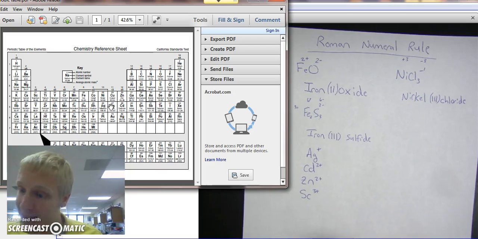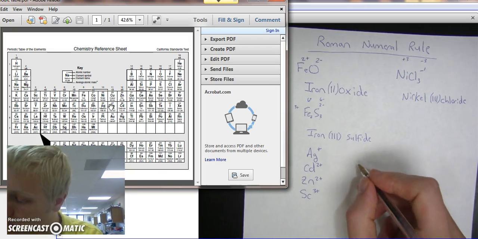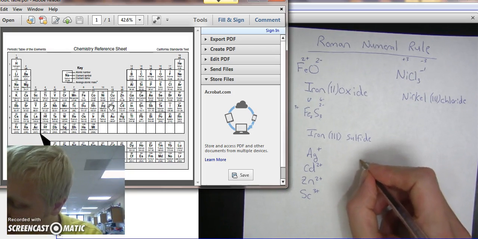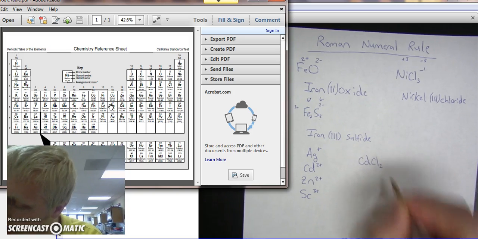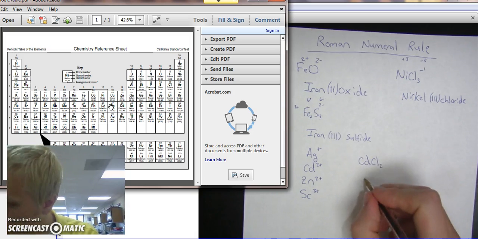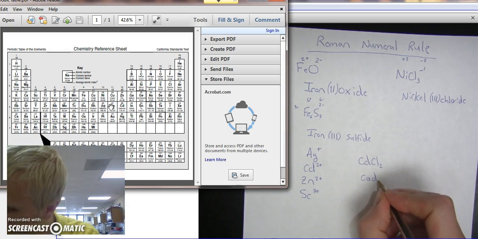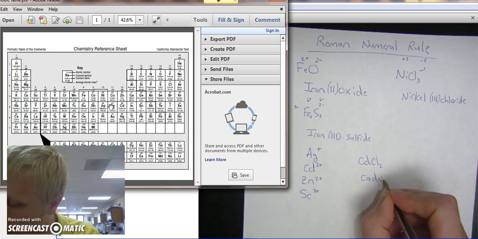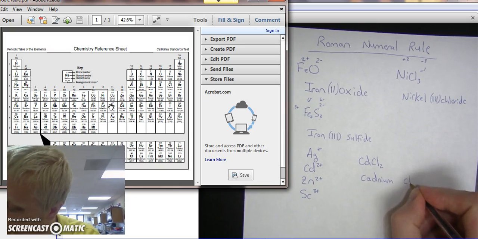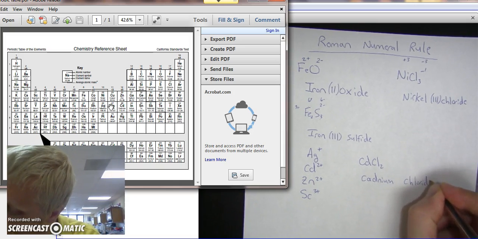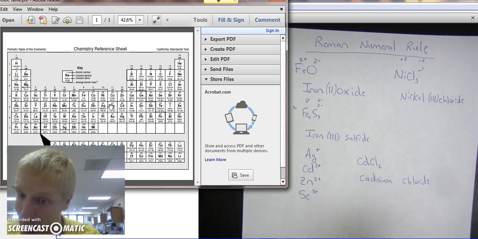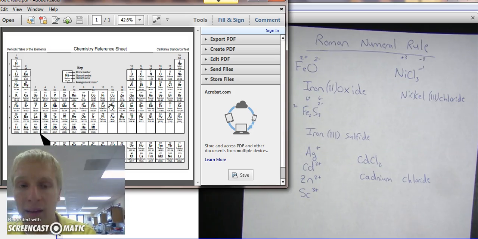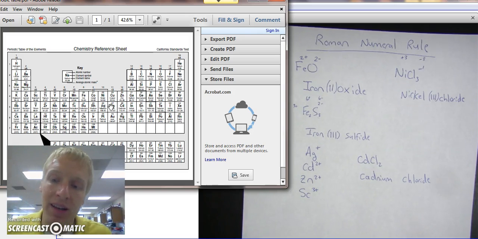memorize because you're going to have something that may pop up like this, where we have CdCl2, you'll have to name it. This is cadmium chloride. Some people will be tempted to write a Roman numeral 2 there, but you wouldn't do that. You just write cadmium chloride, be done with it, because it's always a 2+ charge.